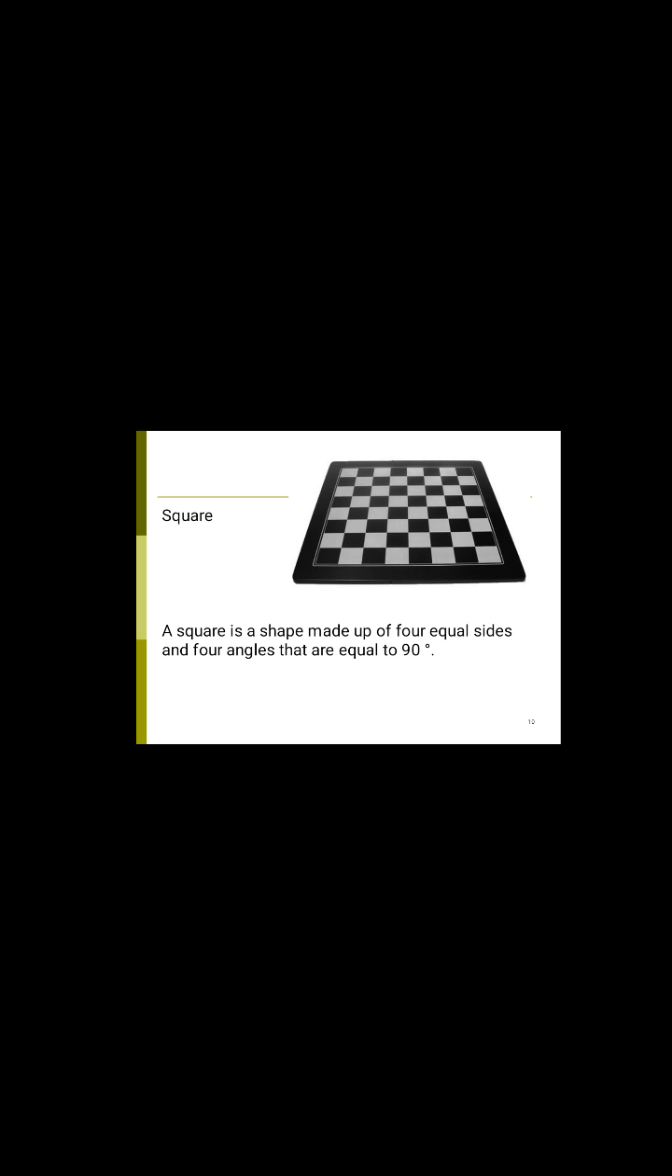Square. A square is a shape made up of four equal sides and four angles that are equal to 90 degrees. Square properties are: first, has two pairs of sides that are parallel and equal in length. Second, has four-fold symmetries. And third, has fourth-level rotating symmetry.